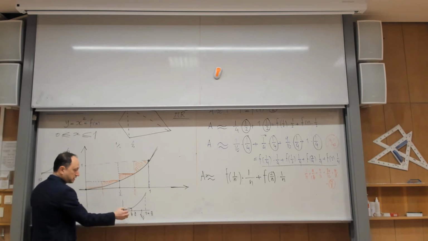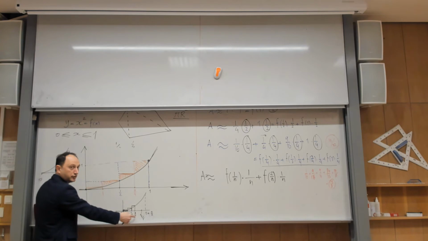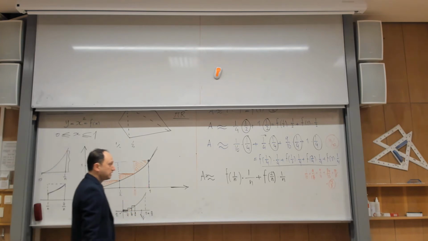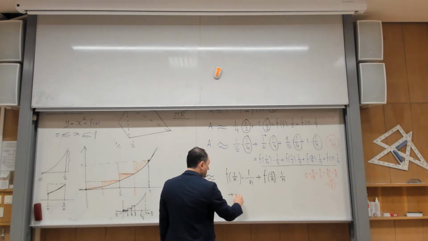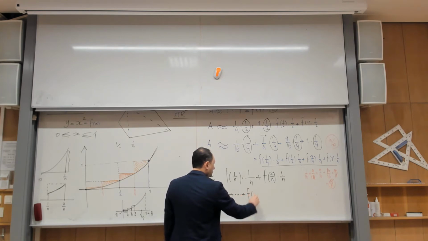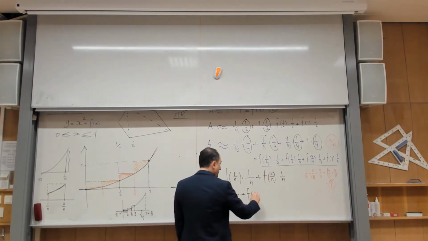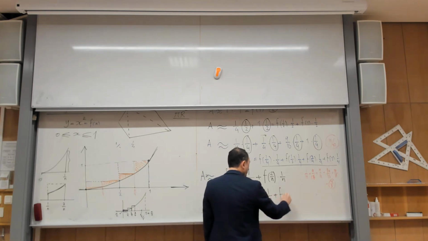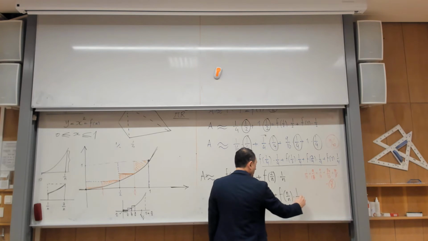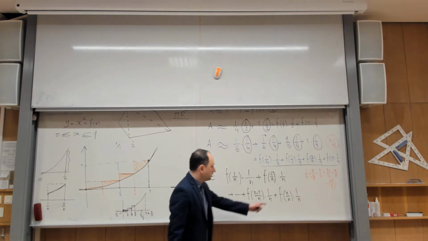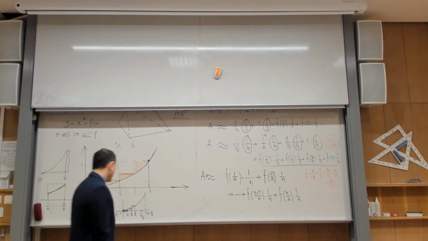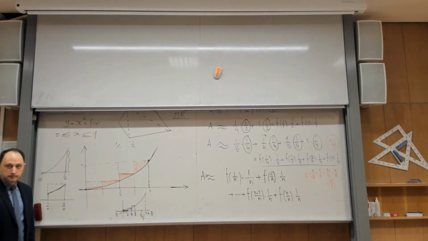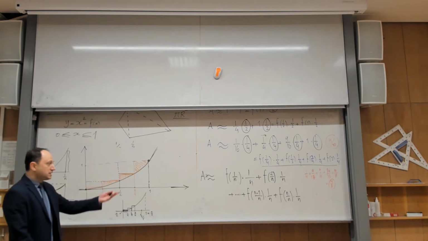The height is f of 2 over n. The next rectangle is here. The height is f of 3 over n, as before. So this means that I have to continue this sum until I reach the final one: f of (n minus 1) over n times 1 over n, plus f of n over n times 1 over n. I intentionally wrote n over n, but of course n over n is just 1. Is that clear? Okay, but this is still an approximation.